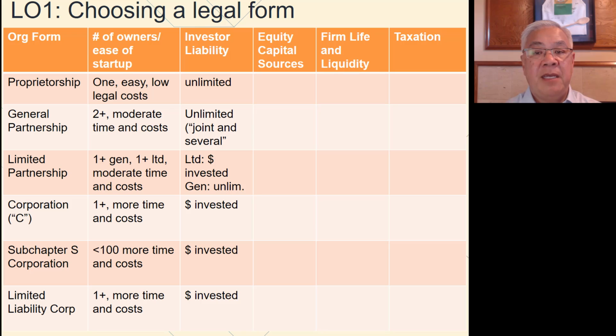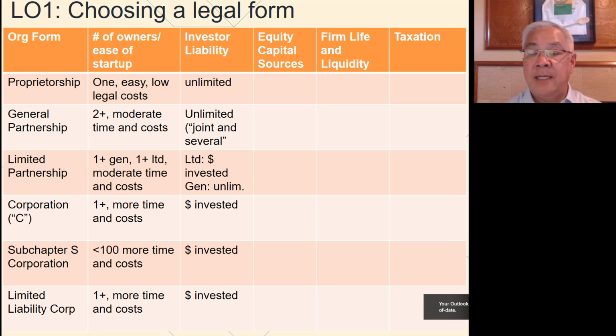Next is the LP. Here, the limited partners can only lose the amount of money that they have put in or have committed to put in. They cannot have any additional personal liabilities so long as they act like a limited partner. The general partner, however, as in the earlier case, has unlimited liability personally for the liabilities of the partnership.